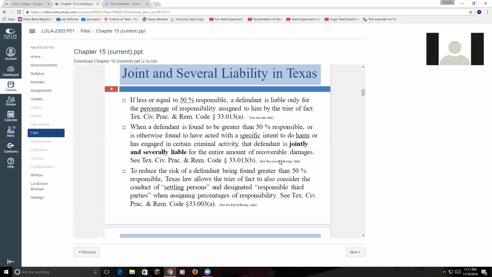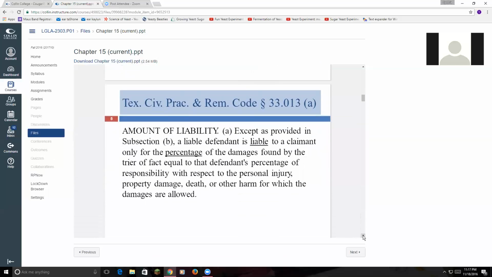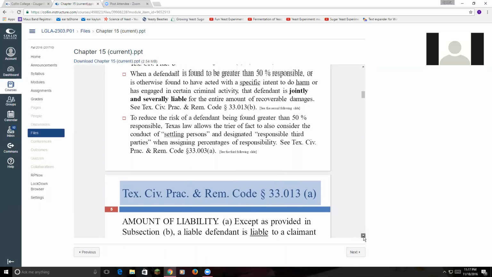So the settler can't be forced to pay for judgment-proof defendants, and the non-settlers get a break on their percentage of responsibility with the inclusion of the settlers in the calculation that the jury is going to make. Here's the actual statute. I'm going to have several slides here that cover the actual statute in Texas.